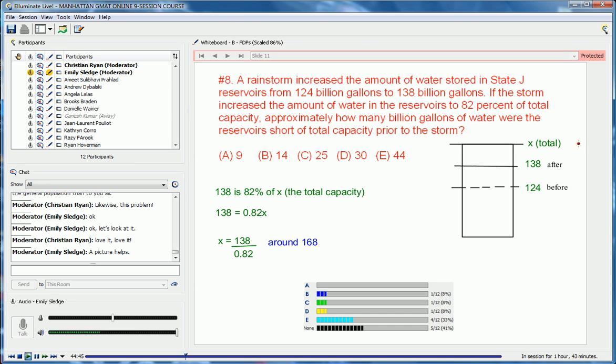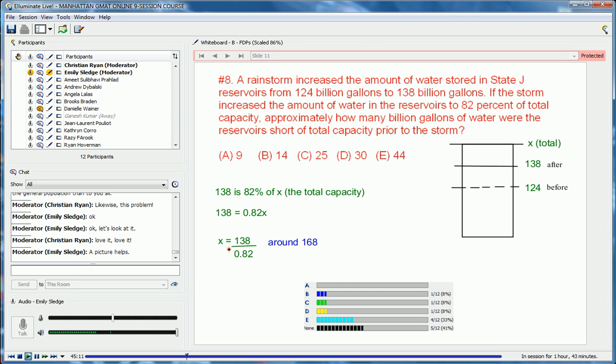And you can also then have a place to keep track of, well, I'm going to need the total, because they ask about how far short were we of the total capacity. So that tells you need to set up a variable for that. And that's exactly where Danielle took us. She said, okay, what do we know about that total? 138 is 82% of it. So there's the equation that you can pull out.